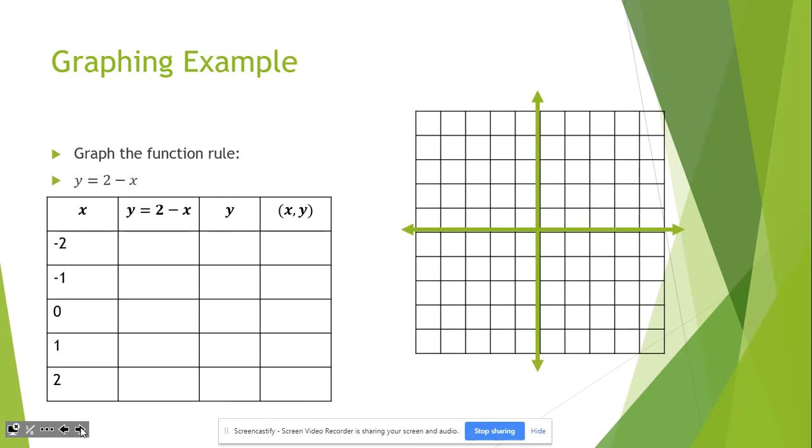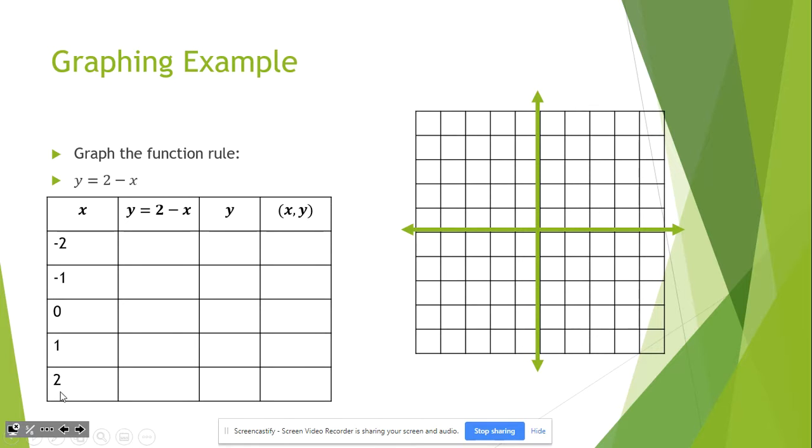Here's a graphing example. I want you to graph the function rule. I've set up the table for you, and notice that I picked -2, -1, 0, 1, and 2 for the x values. First of all, let me be very clear. Those were my picks. The reason I picked them is that those 5 values make up the middle of the graph. And I want to see how the graph behaves in the middle. Pause the video at this point to fill the table in for yourself, as well as graphing the function.